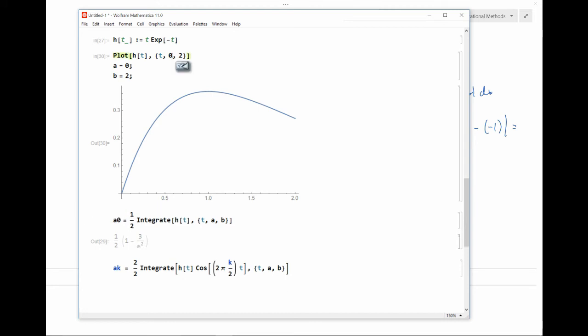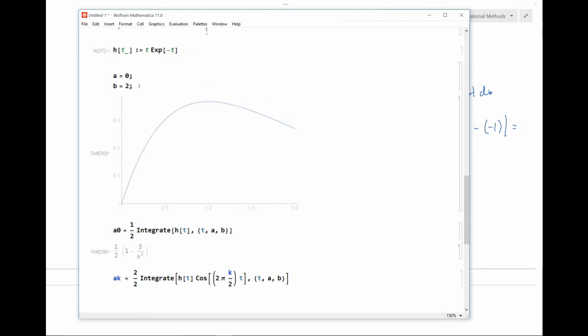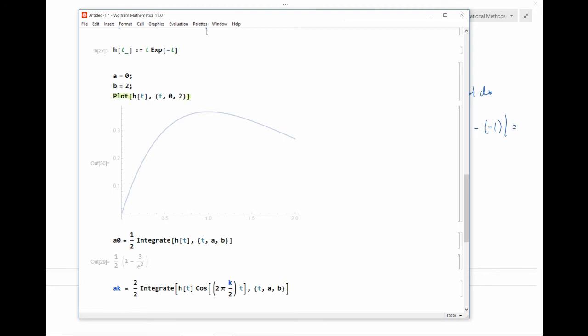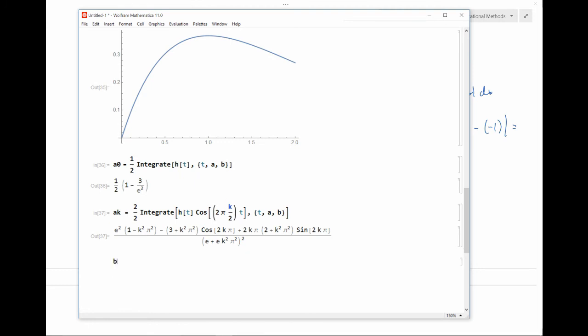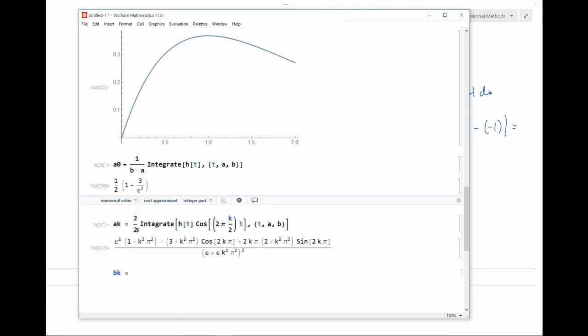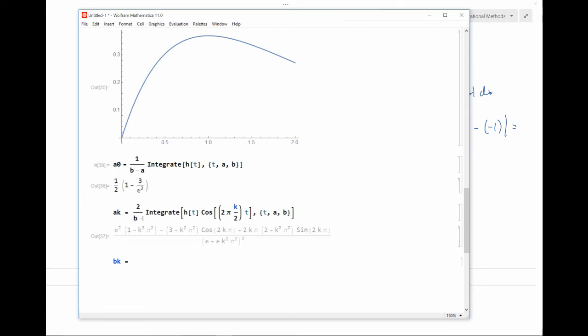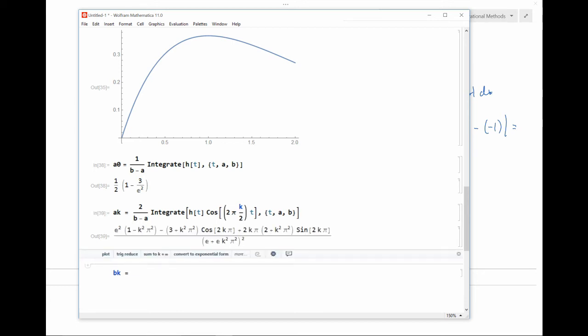And let's plot this function from a to b. The reason I do that is that I'm going to show you how this changes a little bit when we change a and b. That's quite a big formula, but Mathematica will have no problems dealing with that. So a0 is going to be 1 over b minus a. This will have to be 2 over b minus a. And this will also have to be 2 over b minus a.